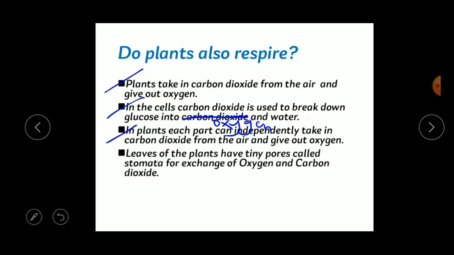Leaves of the plants have tiny pores called stomata for exchange of oxygen and carbon dioxide. So the leaves of the plants, as you already know, right? The leaves of the plant contain small pores. Those pores are called stomata. So these stomata allow exchange of gases in plants.